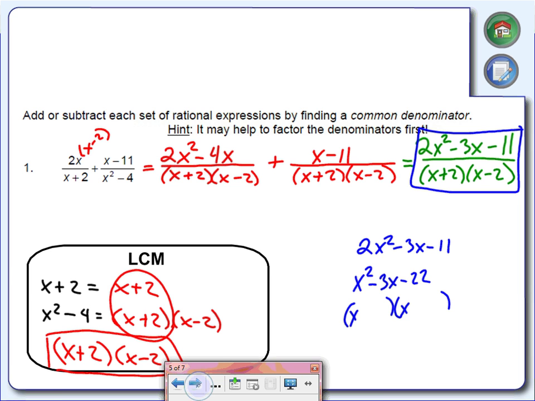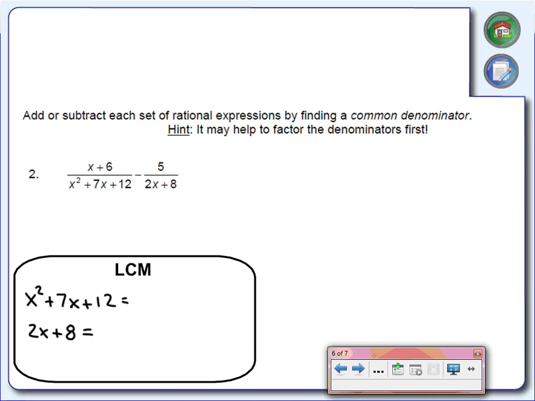All right, let's try the next one. Again, I need to figure out what I am going to use for my common denominator. x squared plus 7x plus 12, and 2x plus 8 is the other denominator. What would be the common denominator? Well, to find that, you're going to have to do some factors.